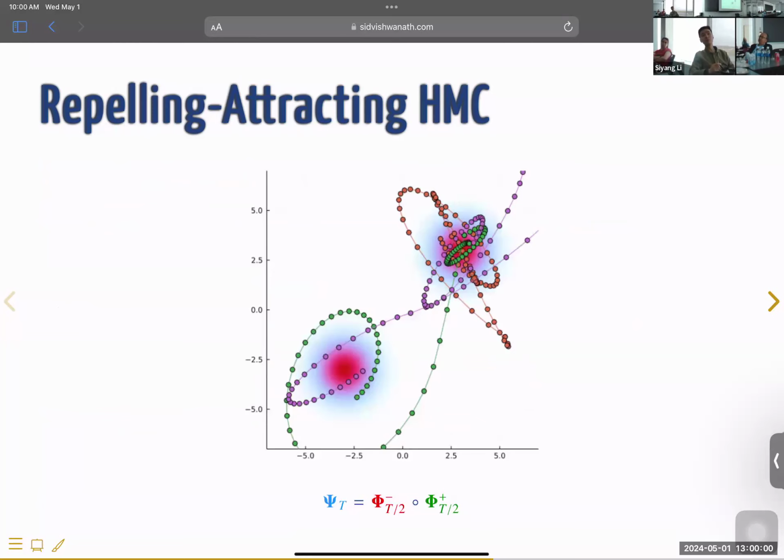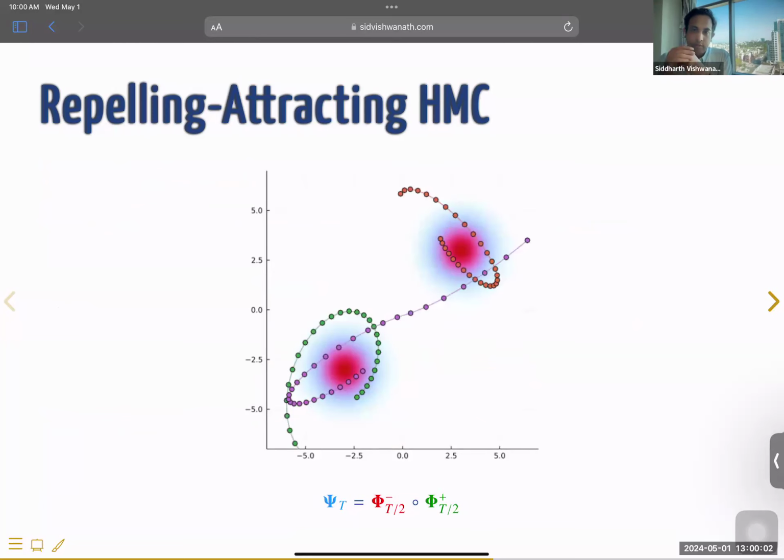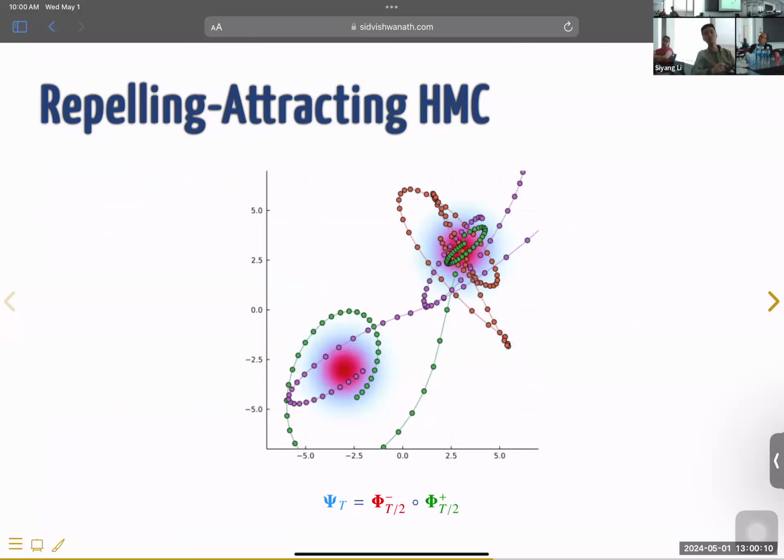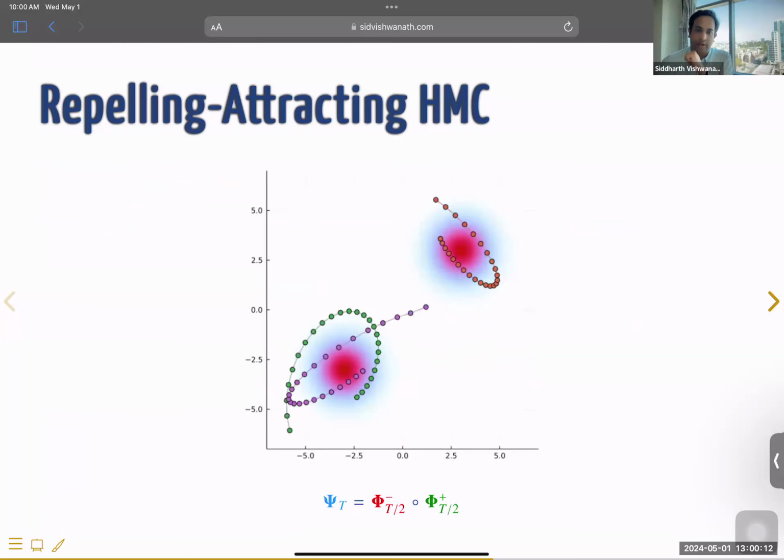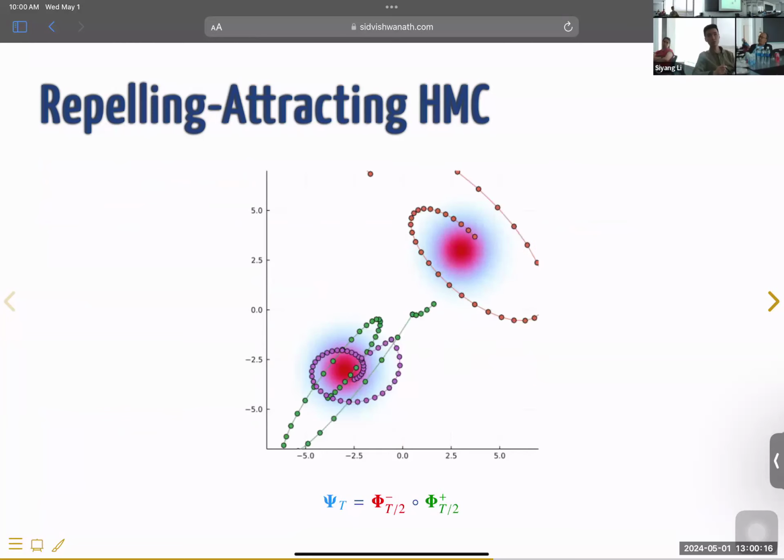Before I talk about the theoretical aspects, here are some illustrations of what the repelling and attracting dynamics would look like, where you're transitioning across modes. It just looks cool, even just in the video. I mean, it looks really cool.